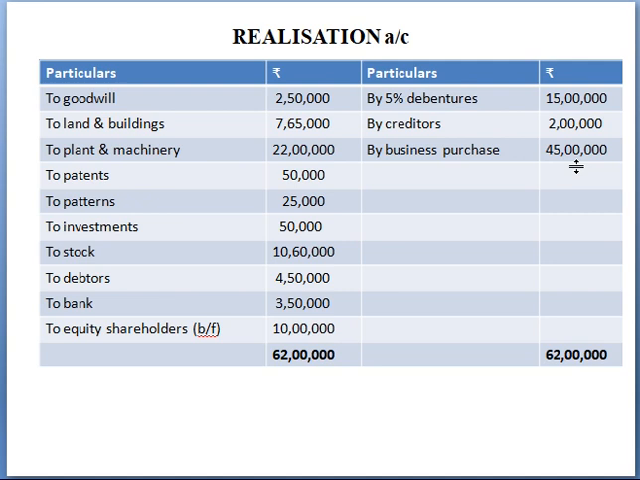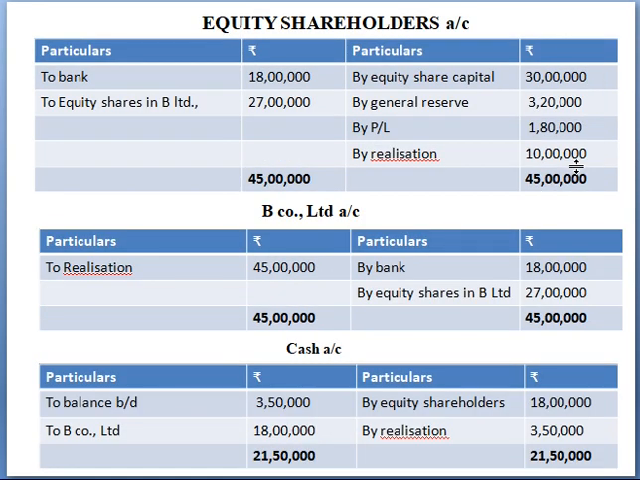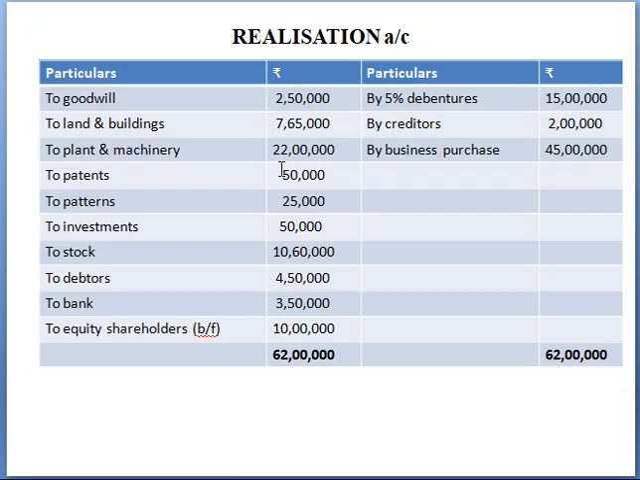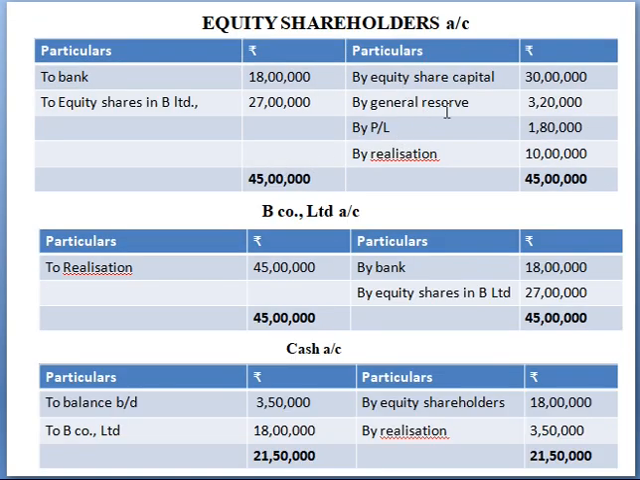So once your realization account is over, now your second ledger is to prepare the equity shareholders account. See, equity shareholders are persons, right? It comes under the nature of personal account. Debit the receiver and credit the giver. So what do the equity shareholders give? They give the old share capital, old reserve and old profit, right? Already it is credit, it is given in your question. So old capital 30 lakhs, then by general reserve 3,20,000, by profit and loss account 1,80,000. So all these are given by the shareholders.